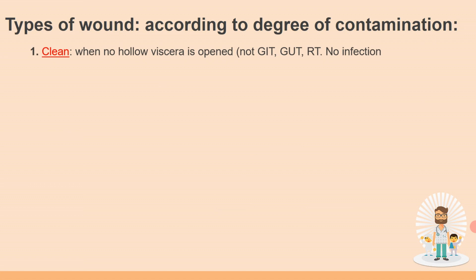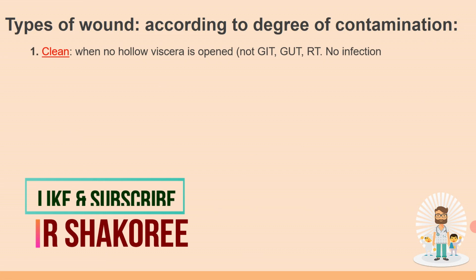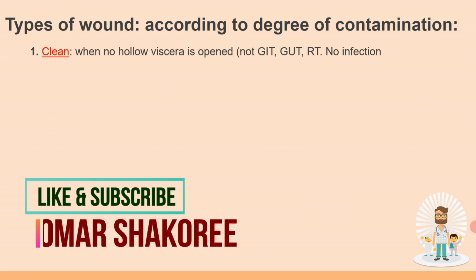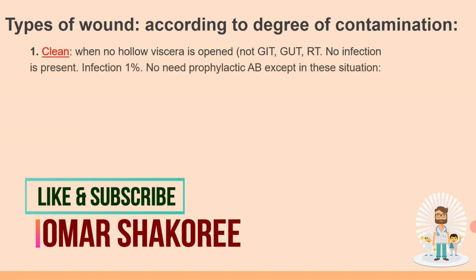What do we mean by clean? Now we want some information. The clean wound is a wound involving, for example, the skin only, and no hollow viscera is opened. I mean, there is no GIT involvement, no genitourinary involvement, and no respiratory tract involvement. Also, no infection is present. In this wound, the infection rate is 1%. In this wound, we don't need antibiotic.